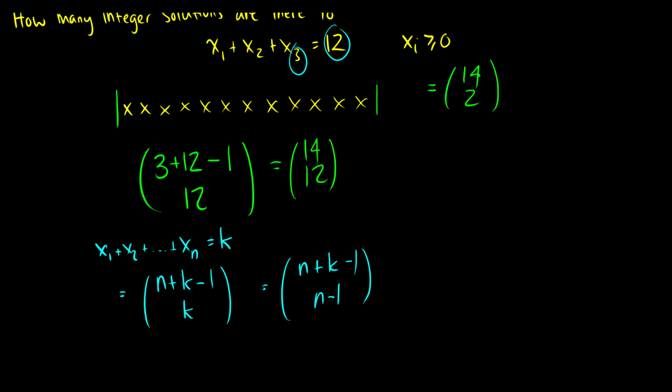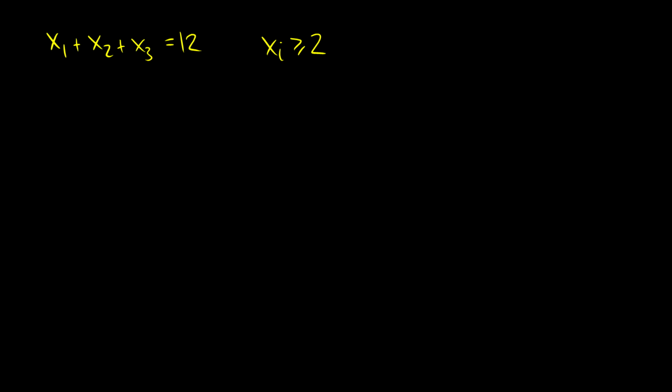What I didn't teach, and I put on the exam anyway because I'm mean, is what happens when we require that certain bins need at least 2 objects. Well, we make some substitutions. So we're going to say that x1 prime is equal to x1 plus 2.